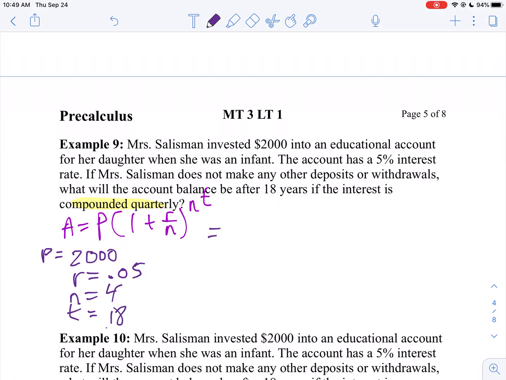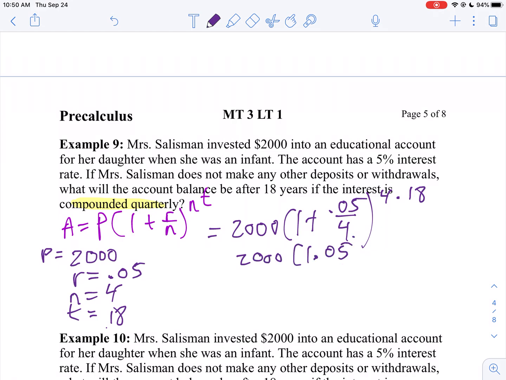In other words, we can write this as 2,000 times 1 plus 0.05 divided by 4 raised to the 4 times 18 power. We can simplify that a little bit, so we get 2,000 times 1.05. 4 times 18 would be 72. That's what we're going to do. So let's go use our calculator and find that.